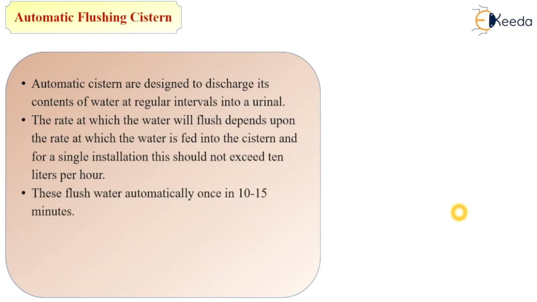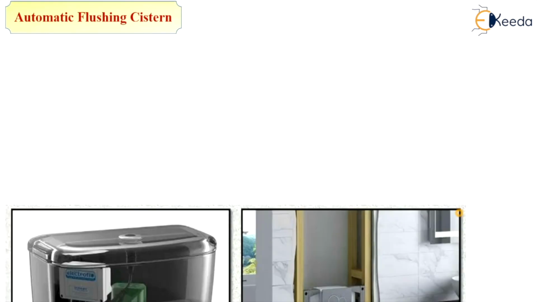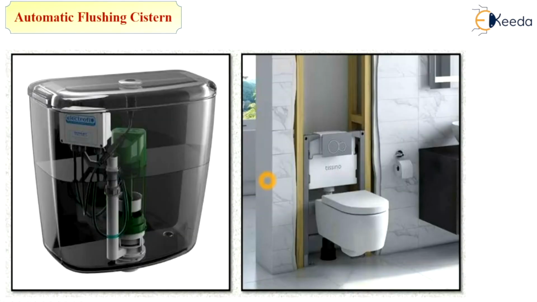These flush water automatically once in 10 to 15 minutes. To prevent wastage of water from these systems at times when the system is not used, such as at weekends, an automatic ball cut off device should be used. So these are the types of automatic flushing systems.